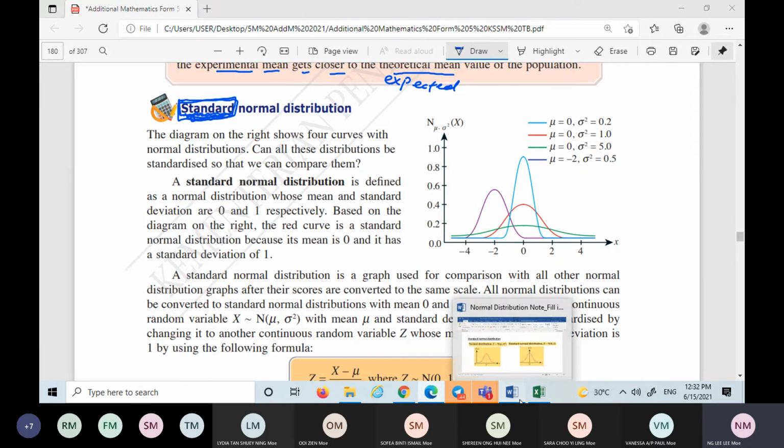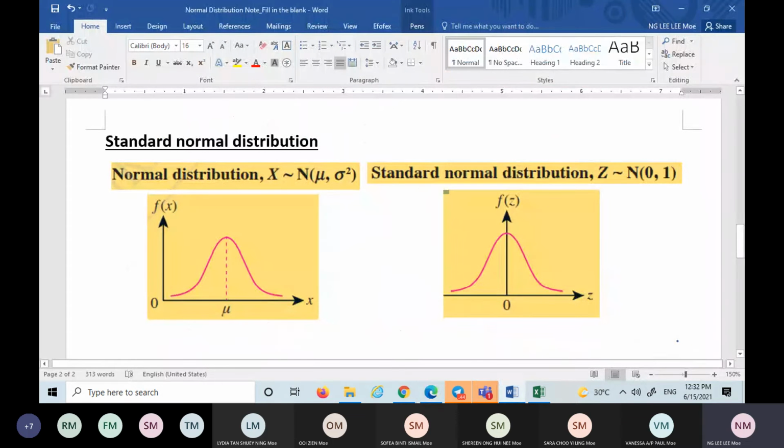This is to compare the normal distribution and the standard normal distribution. The normal distribution we label with X, but the standard normal distribution we label with Z, and we also call it the Z score. It is very clear that the mean, mu, for the standard normal distribution is 0 and the variance is 1. When the variance is 1, the standard deviation is also 1.